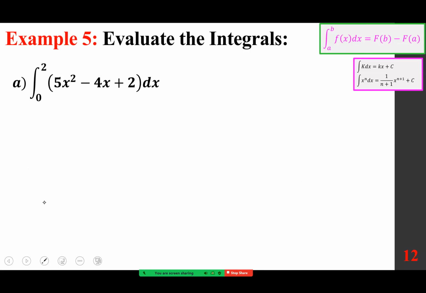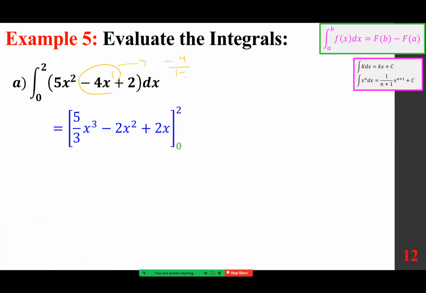We want to integrate this from 0 to 2, which means the answer is a number, and we don't need the constant. So this is 5/3 x cubed minus 4/2 x squared plus 2x, and I'm not going to write the constant. We are going to evaluate it from 0 to 2. By now, I hope everybody is comfortable with the power rule. This is minus 4 divided by 1 plus 1, x to the power of 1 plus 1. Okay? All right, so plug in 2 and plug in 0.